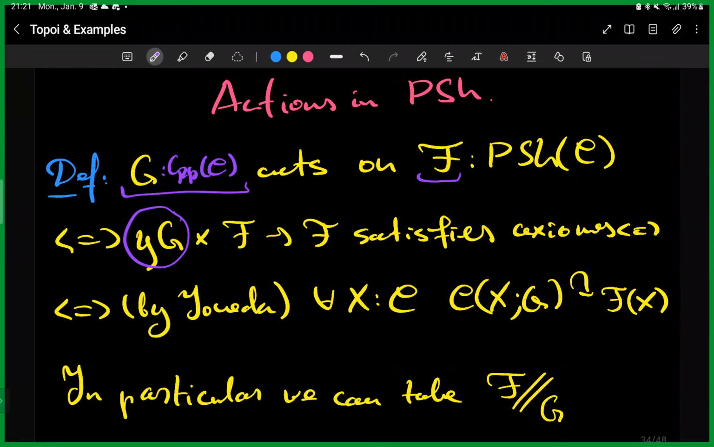And it is equivalent by Yoneda's lemma to the fact that for any object in the category C, this group acts on this set. So indeed, it can be interpreted as an action of a group of morphisms. It has group structure because G is a group object, on certain sets for each object.